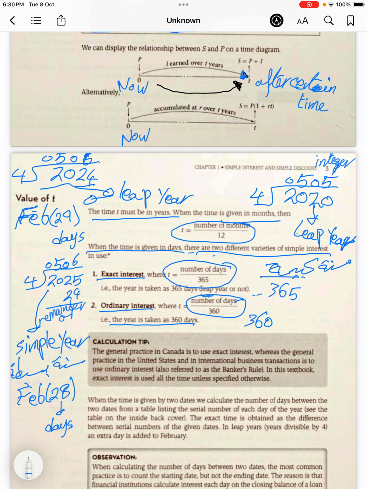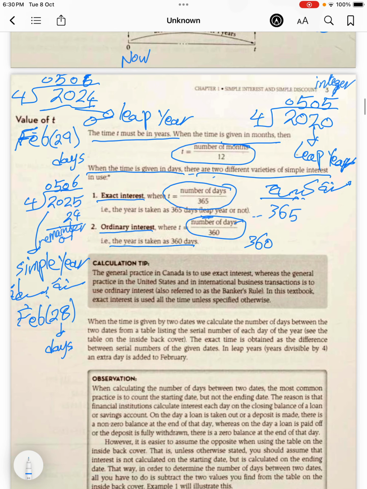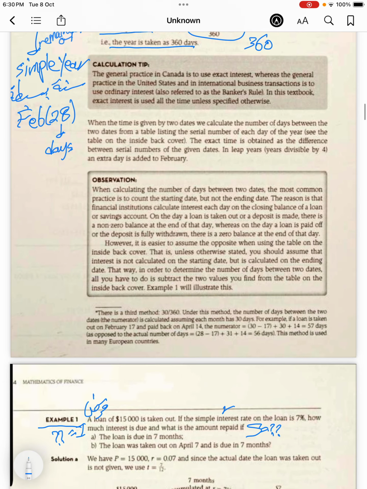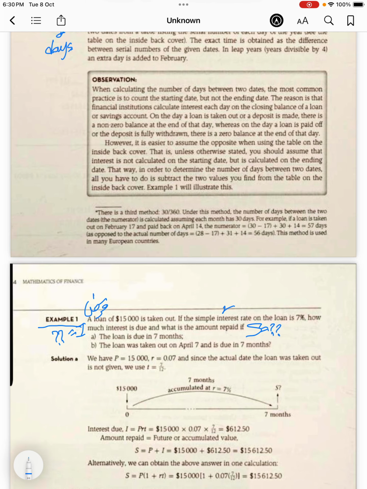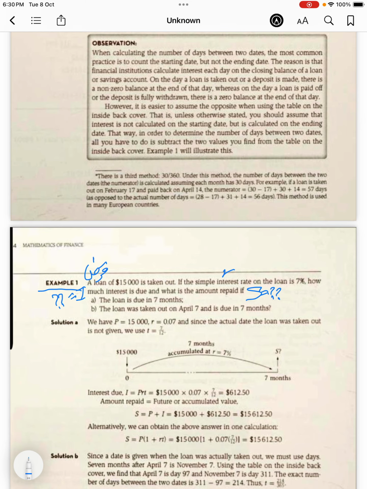The rest: a simple year, سنة بسيطة, February will be 28 days. Calculation, read it. You can read here. We will have to see example number 1, page 4.